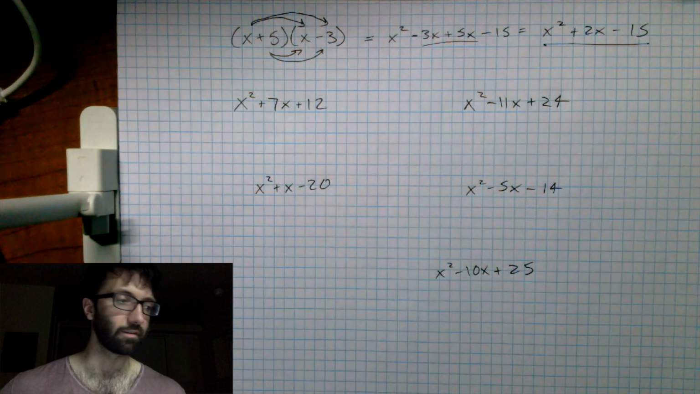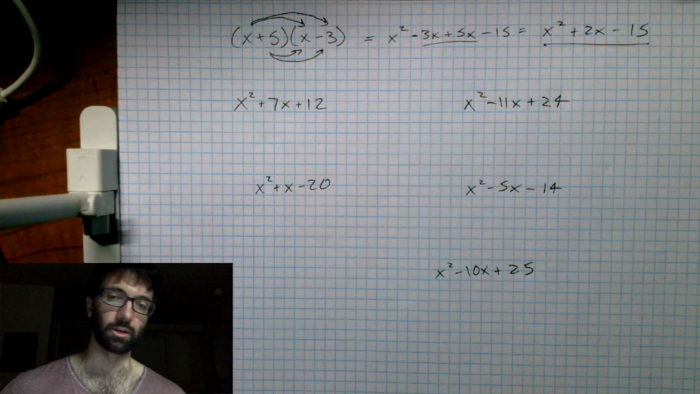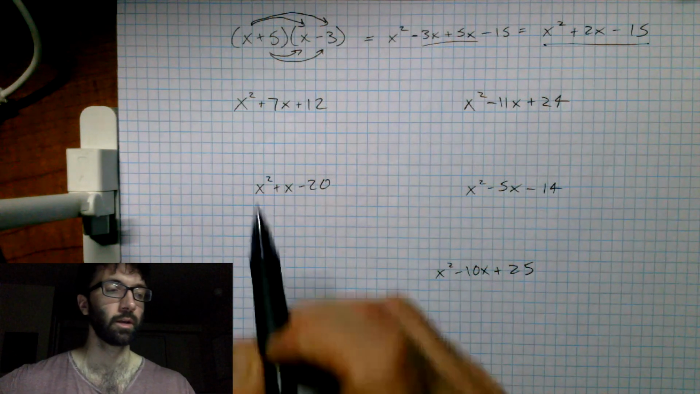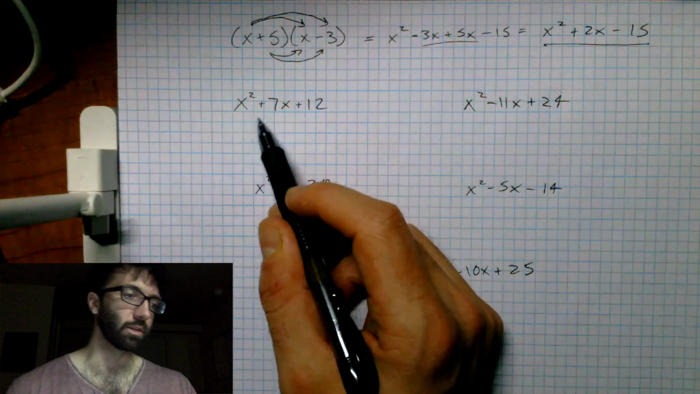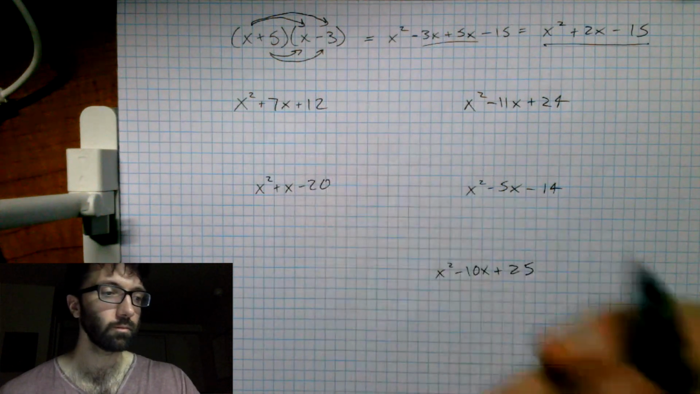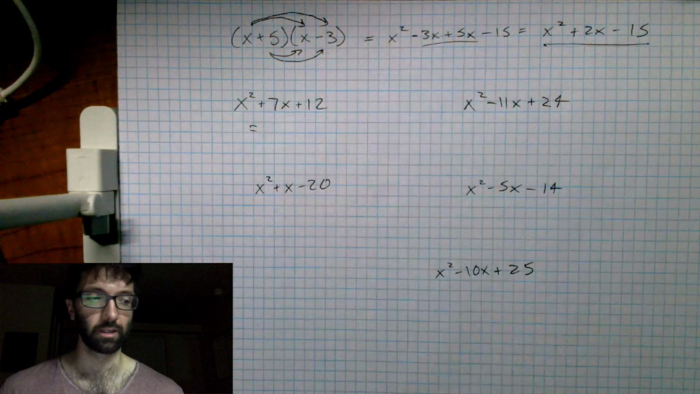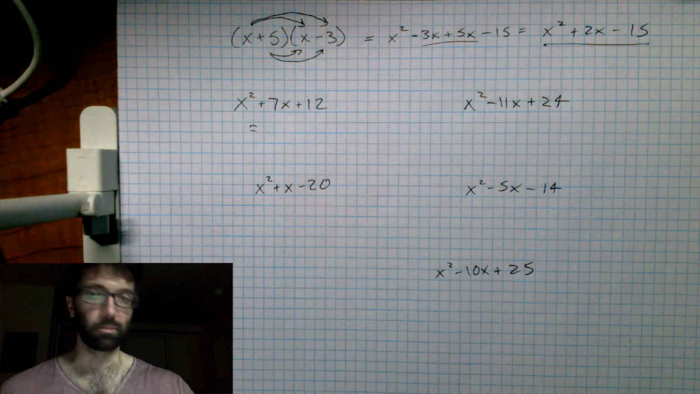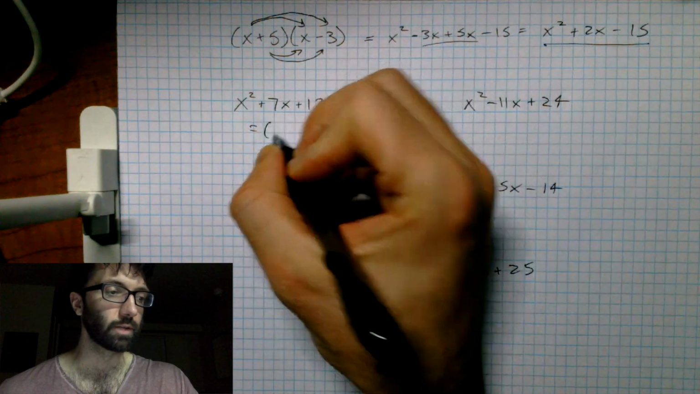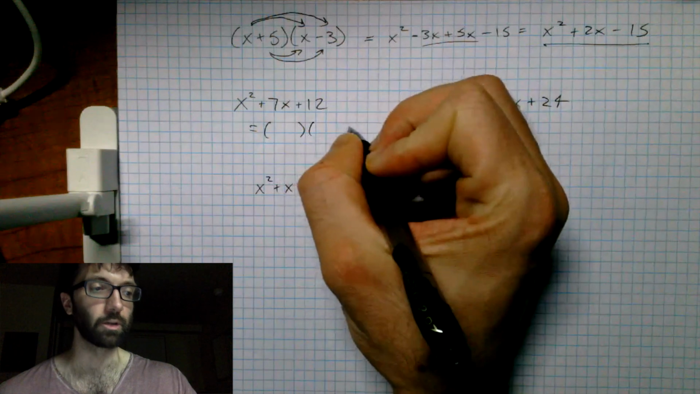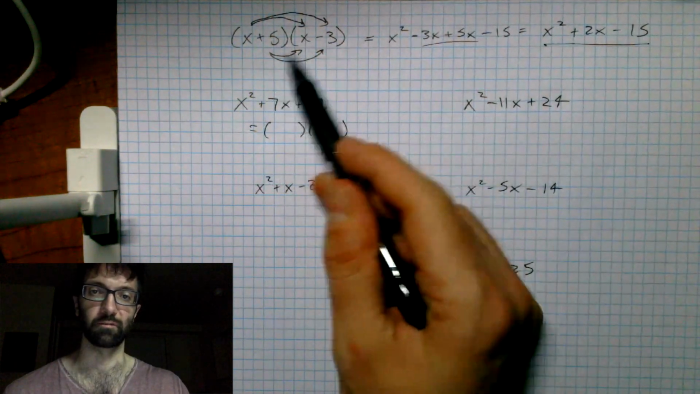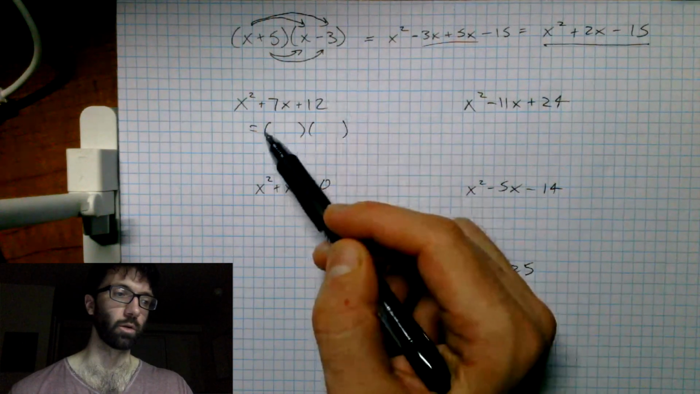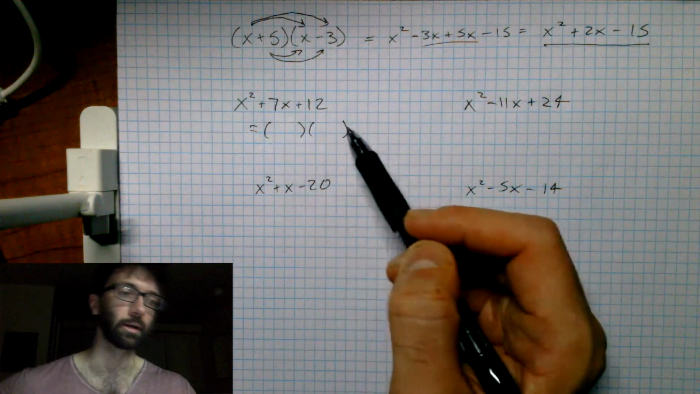So here I have 5 scenarios, and let's go ahead and get into them here. So the first one here, we have x squared plus 7x plus 12. So again, when you're factoring this, step 1 for me is to create 2 sets of parentheses, obviously, because we know it's coming from a product of binomials. So I want one binomial here and one binomial here.